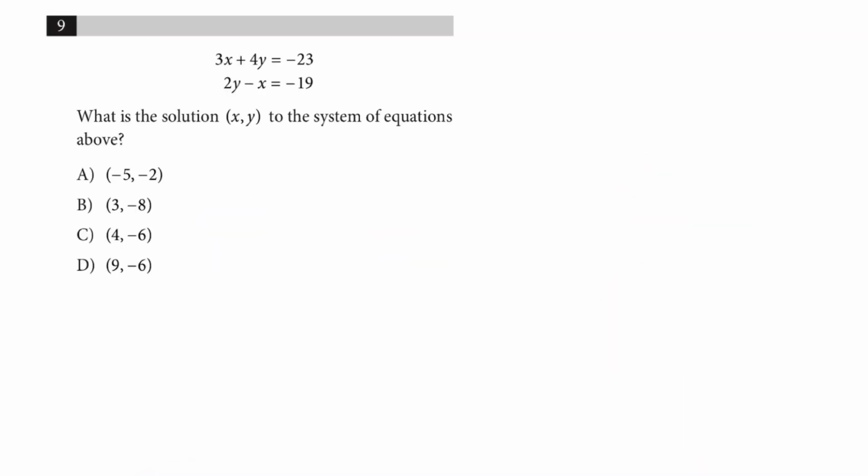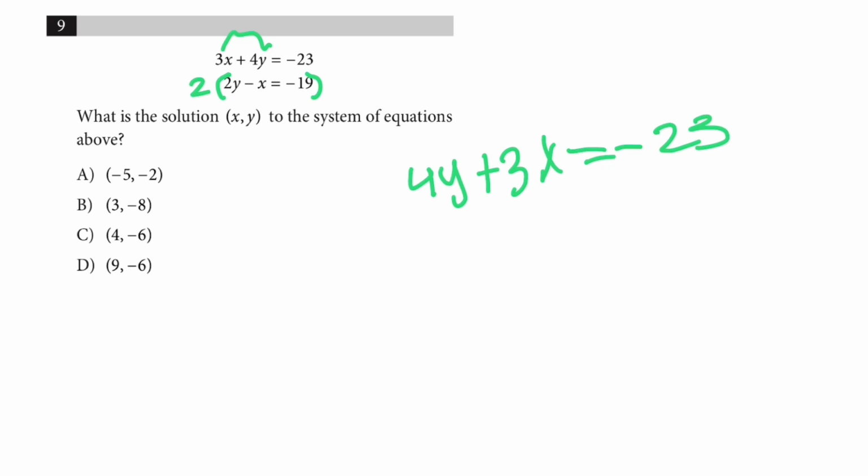This question is pretty straightforward. You can solve it using either elimination or substitution, but I think elimination's easier in this case because of 4y and 2y. You can multiply 2y by 2 to make it a 4y so that they'll cancel. In order to do that, you just got to flip these two, and you can do that because it's addition, so it won't change anything. And you'll get that 4y plus 3x is equal to negative 23. Now for this equation, you multiply the whole thing by 2. So 2 times 2y, 4y, minus 2 times negative x, negative 2x, is equal to 2 times negative 29.